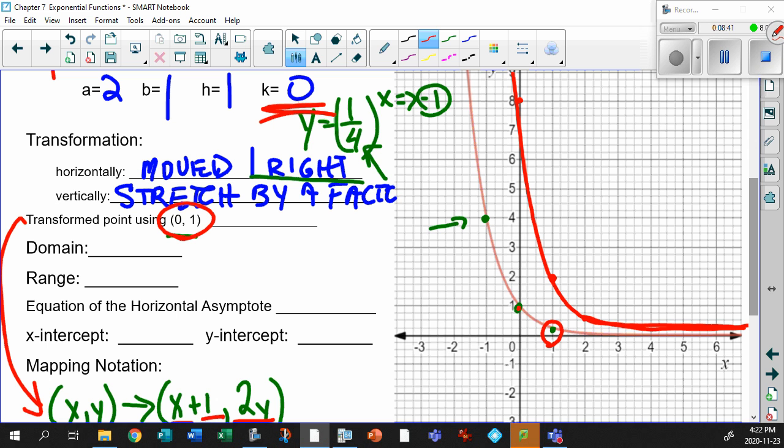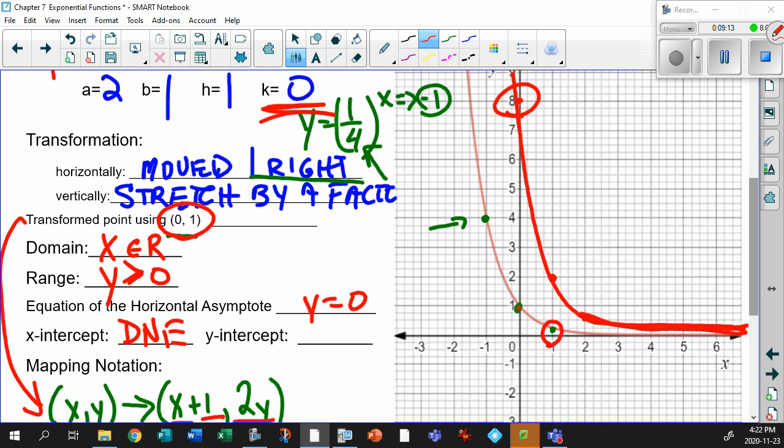Domain, think about it. Your x is still an element of R. Your range is still, because you haven't moved this up, your asymptote is still going to be y has got to be greater than 0. Not equal to, it's got to be above 0. Okay? Equation of the horizontal asymptote, of course, is going to be y equals 0. But now, x-intercept. We still don't have an x-intercept. That does not exist because we haven't crossed the x-axis yet. Okay? Your y-intercept, we just figured it out right here.